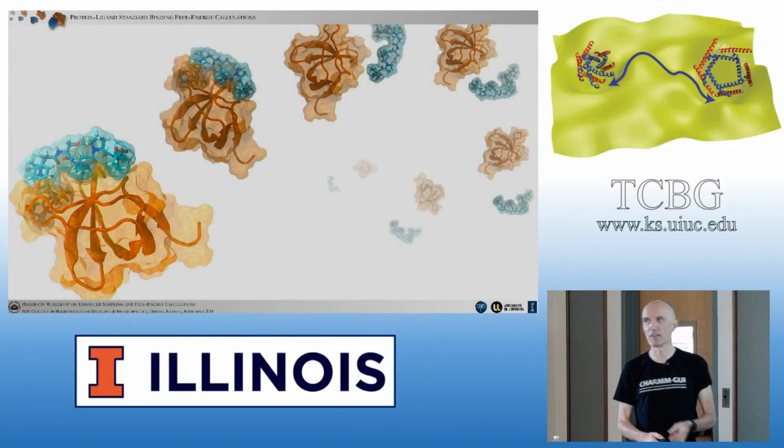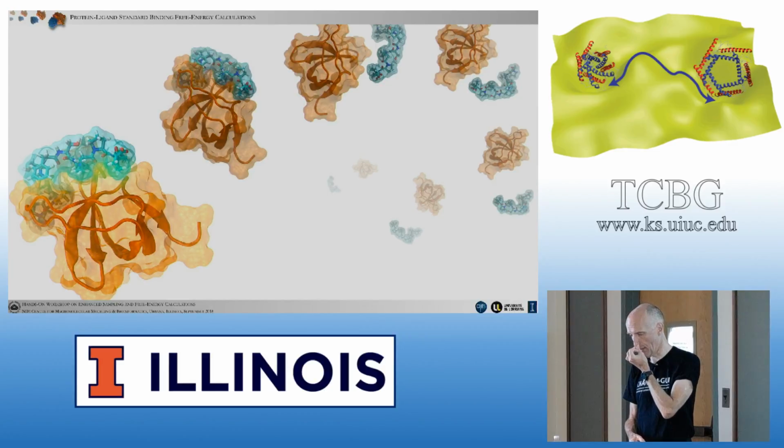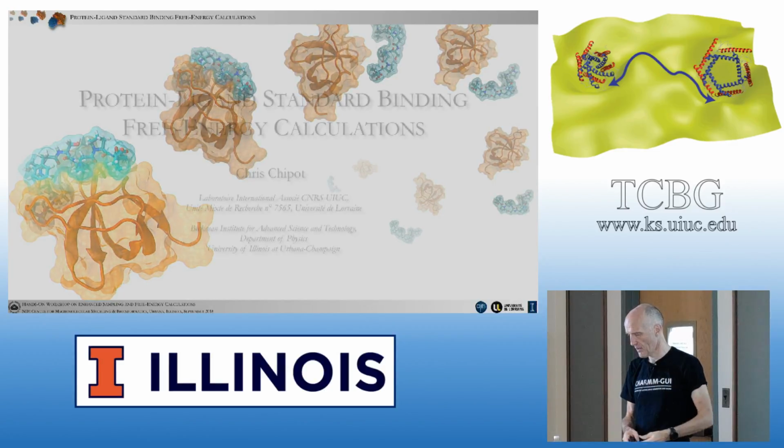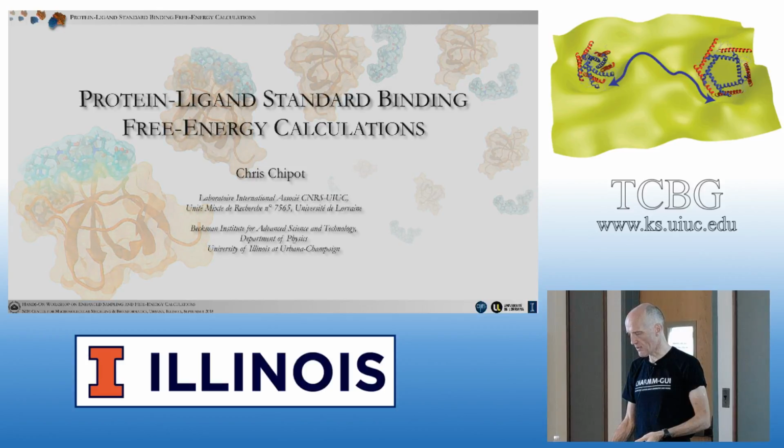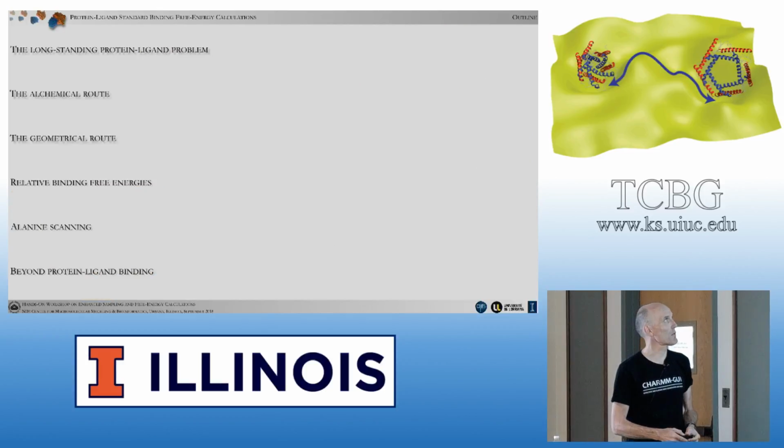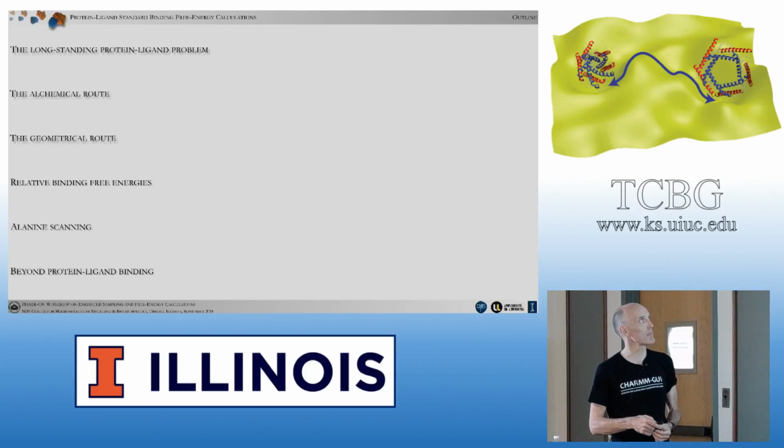We're going to talk about protein ligand binding. So let me start with the outline. Try to recap why protein ligand binding is still a long-standing problem from the point of view of computational biophysics and chemistry. And then I'm going to show you that there are two approaches, two routes to get to the same answer. One is purely alchemical, and the other one is purely geometrical.